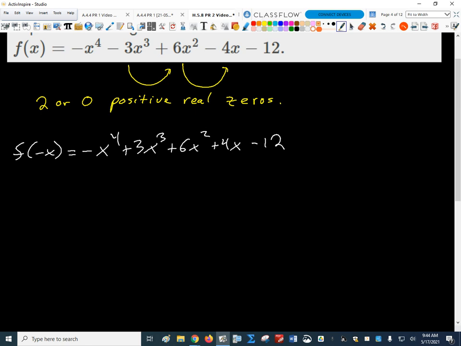There you go. So how many sign changes do we get, everybody? 2. We get a sign change there, and we get a sign change there. So what's our answer? 2 or 0.